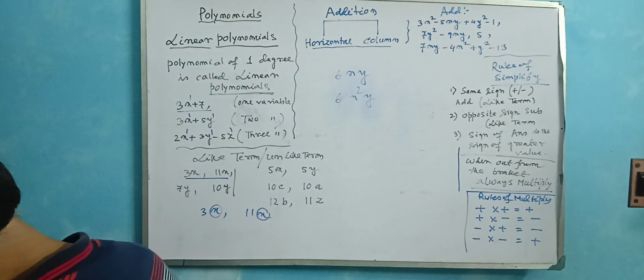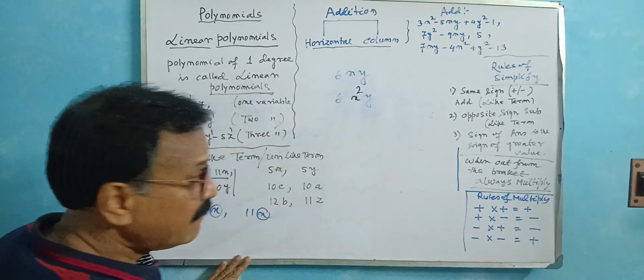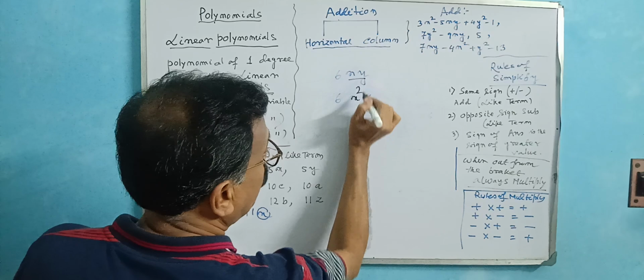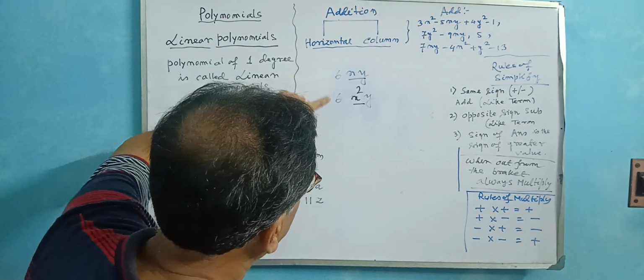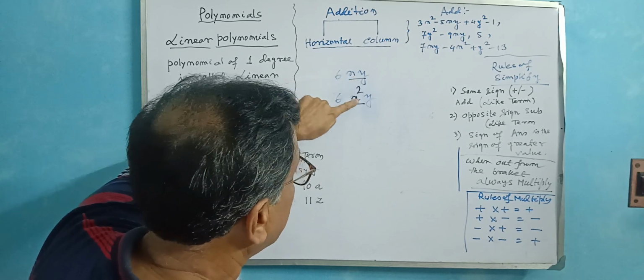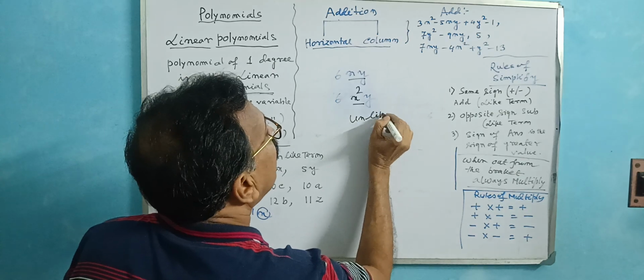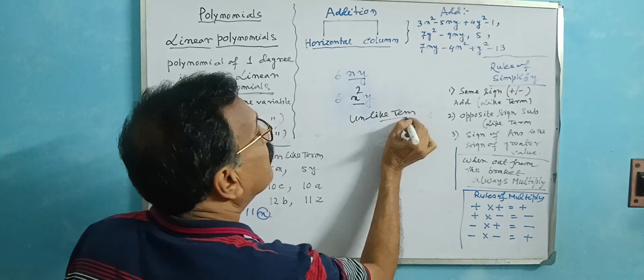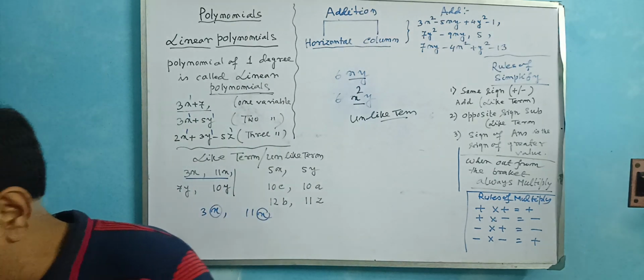6x square y. This is the like term. No, because this is xy and this is x square y. The numerical part is the same, 6, but this is xy and this is x square y. So this is called the unlike term. First you determine which one is the like term and which one is the unlike term.